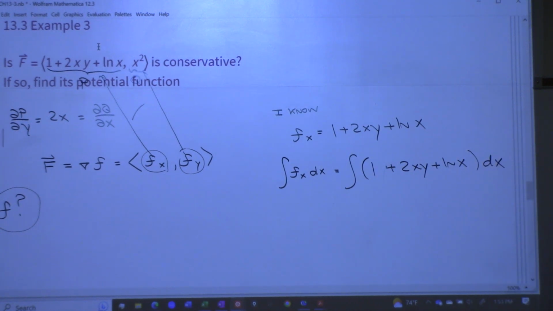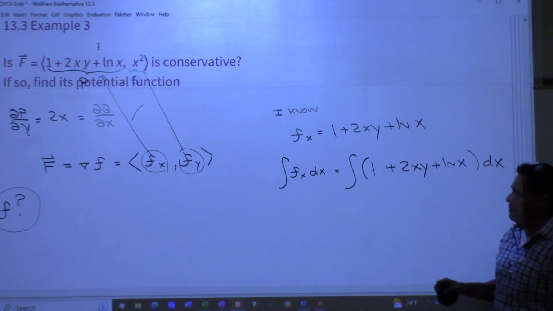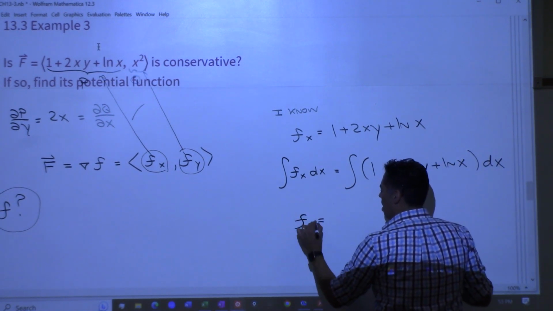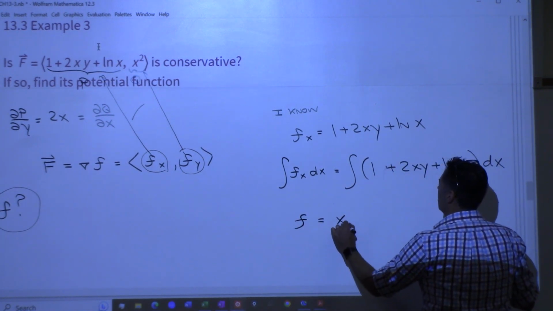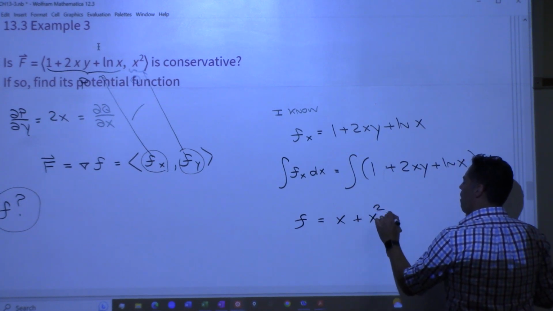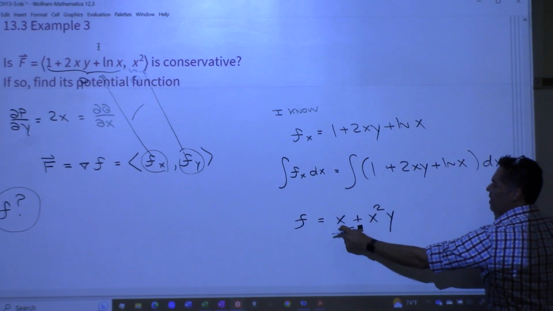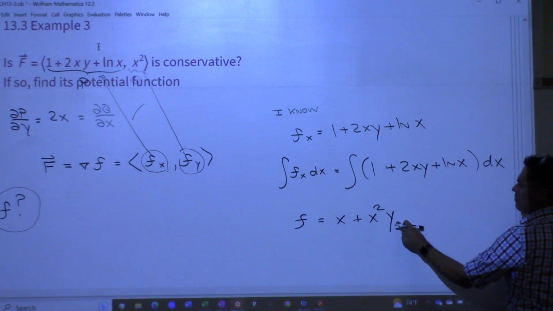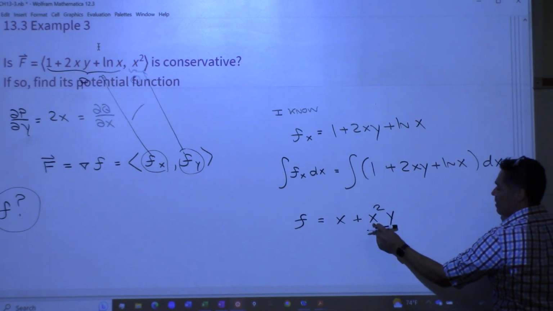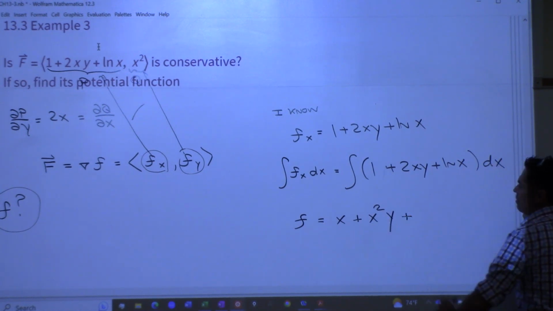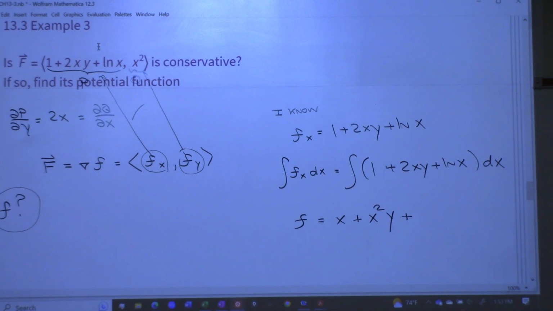The left side is just little f. And this side is x plus x squared y. The antiderivative of 1 is x. For the antiderivative of this, the y is a constant, so it comes to the right. The antiderivative of 2x is x squared. Plus, what's the antiderivative of natural log x? x ln x minus x.